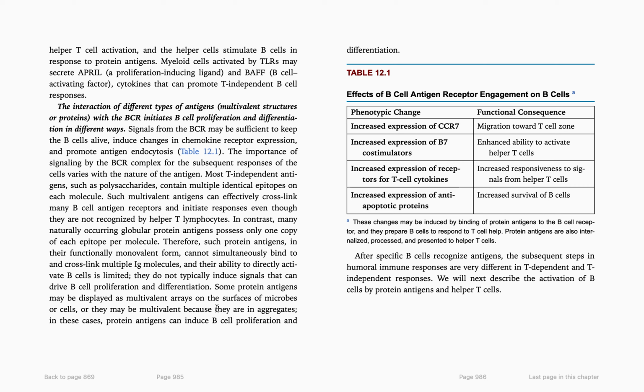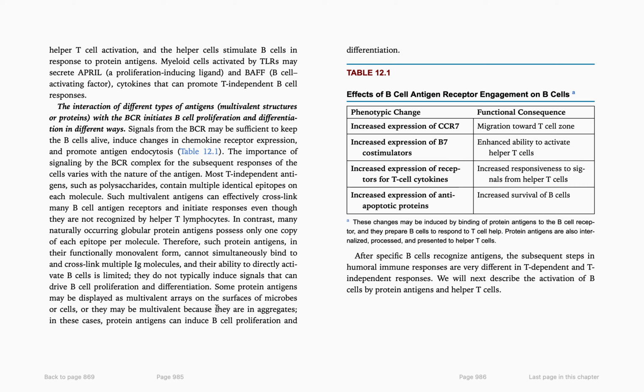So here below we have Table 12.1, the effects of B cell antigen receptor engagement on B cells. We have phenotypic changes and we have functional consequences. Increased expression of CCR7 leads to migration toward T cell zones. This is important because that's where they meet; it helps them to meet each other.